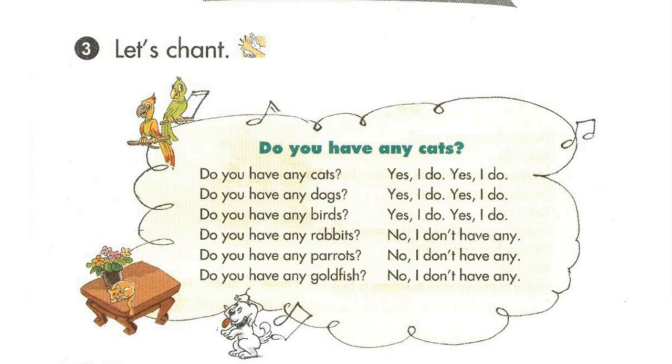Do you have any cats? 1, 2, 3, 4. Do you have any cats? Yes, I do. Do you have any dogs? Yes, I do. Do you have any birds? Yes, I do. Do you have any rabbits? No, I don't have any. Do you have any parrots? No, I don't have any. Do you have any goldfish? No, I don't have any.